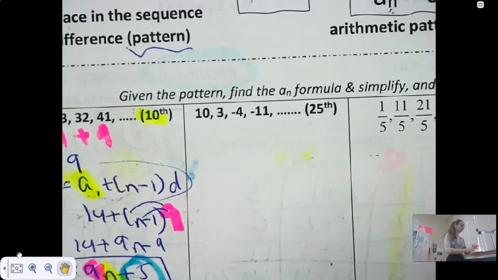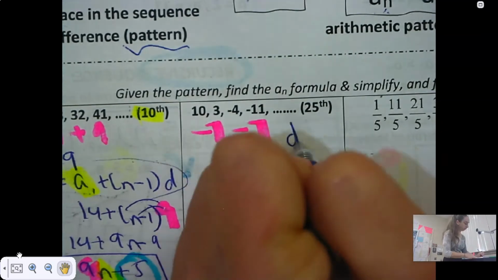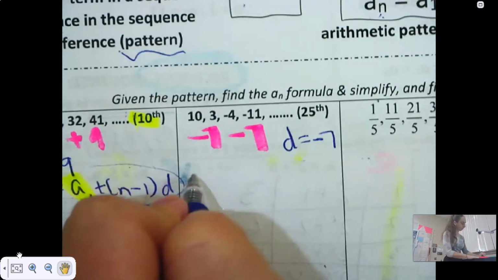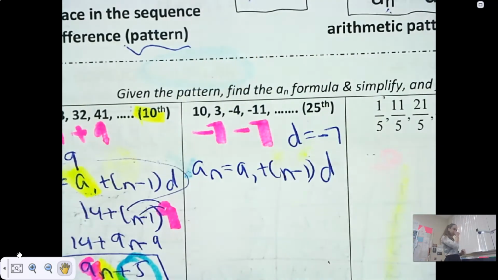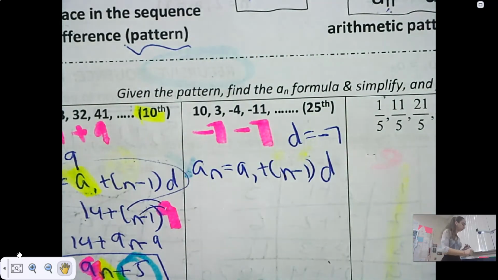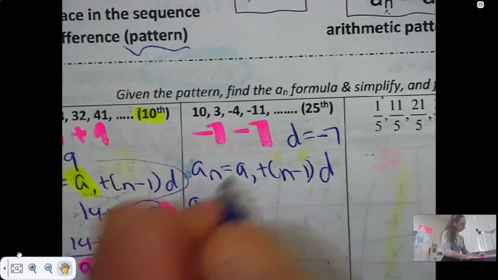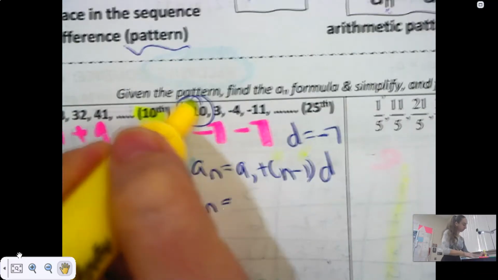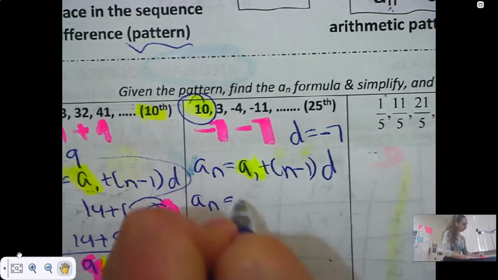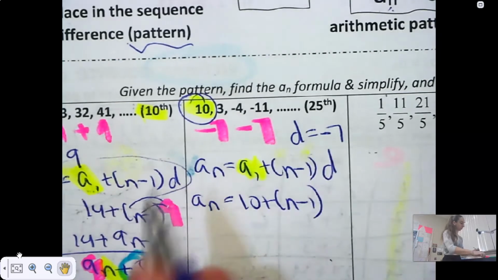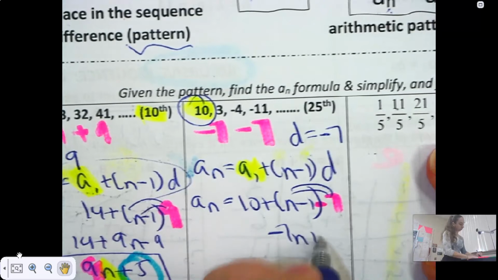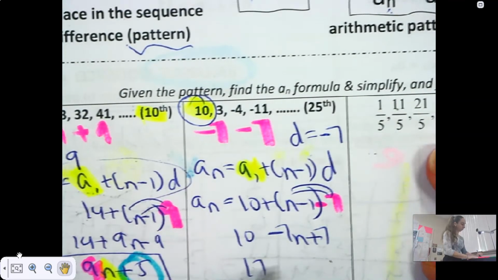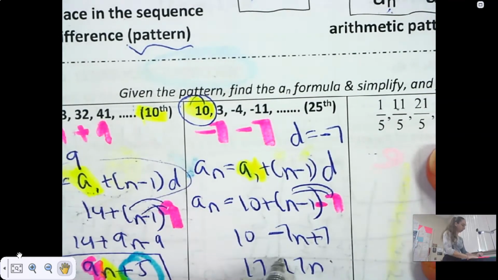All right, let's try the next one. Let's look here. What's the pattern? Minus 7, minus 7. So that means I know d equals negative 7. A sub n equals a1 plus n minus 1 times d. And again, some of you say, why are you writing this down? Hey, it helps me remember, okay? So a sub n equals the first term. Let me highlight to be consistent. N minus 1 times negative 7. Distribute, distribute. 17 minus 7, minus 7n, not 17n.